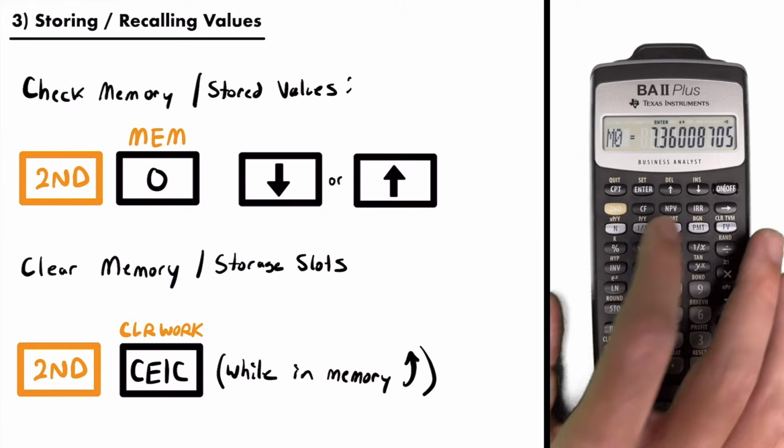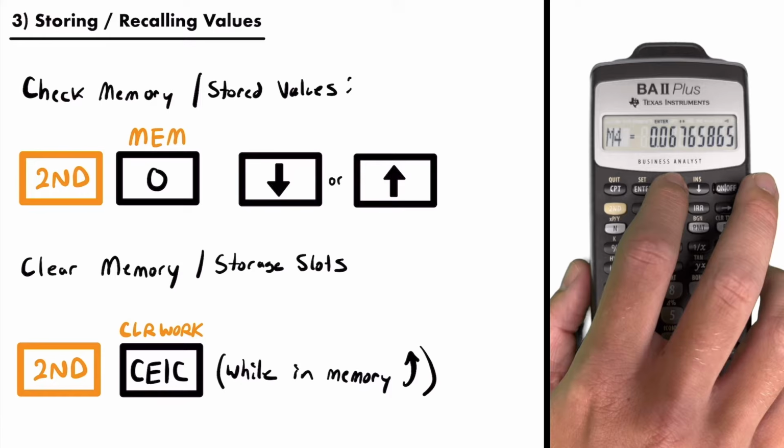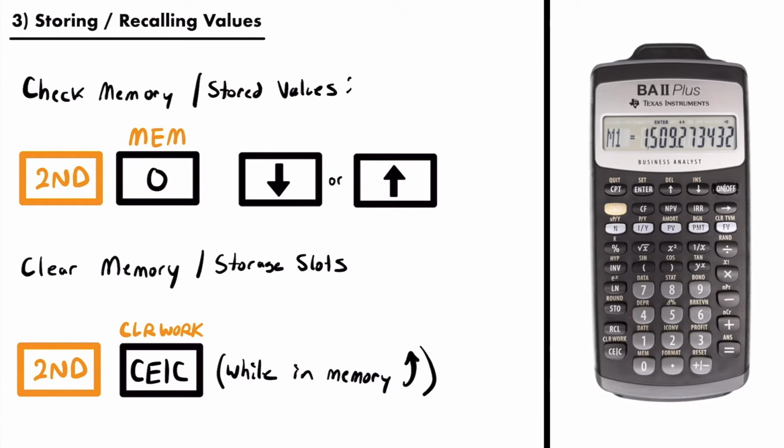Now I can also use the up button if I want to go the other way, but the buttons kind of work the same way. They just scroll through your different stored values. All right, so then if you want to get out of this menu, there's a couple things you could do. You could just hit the clear button a couple times, but the more efficient way is to hit second and then quit, and now you're out of that menu.